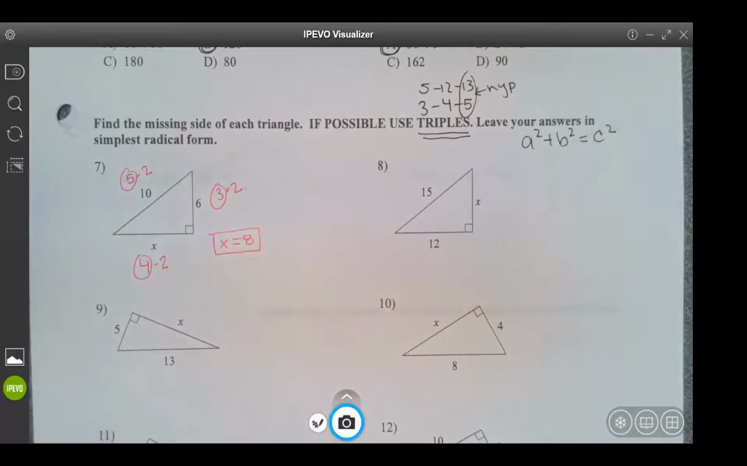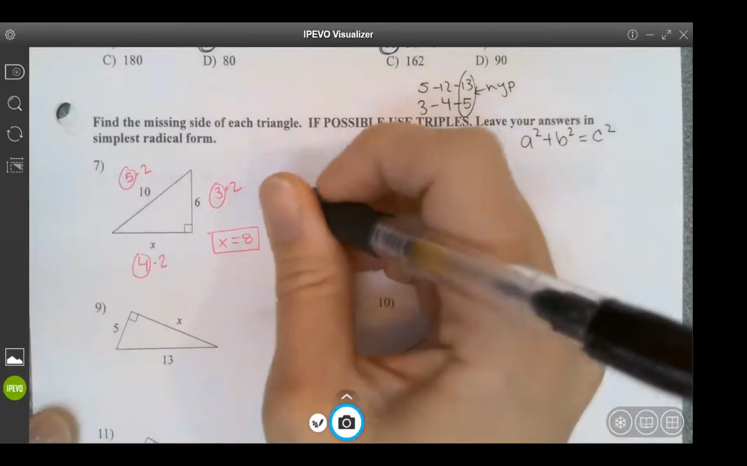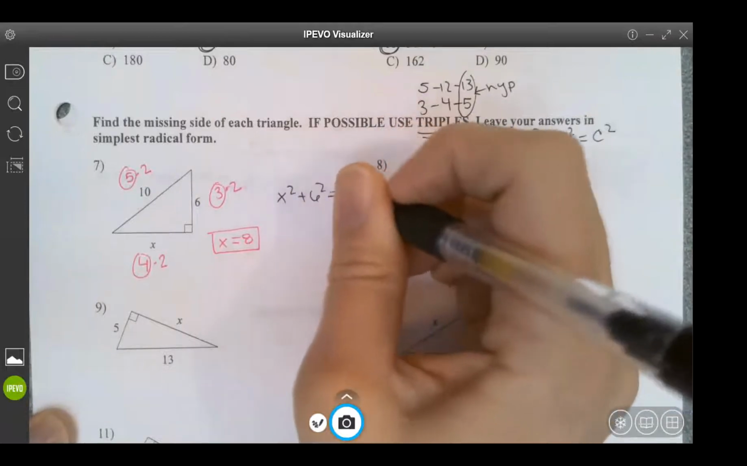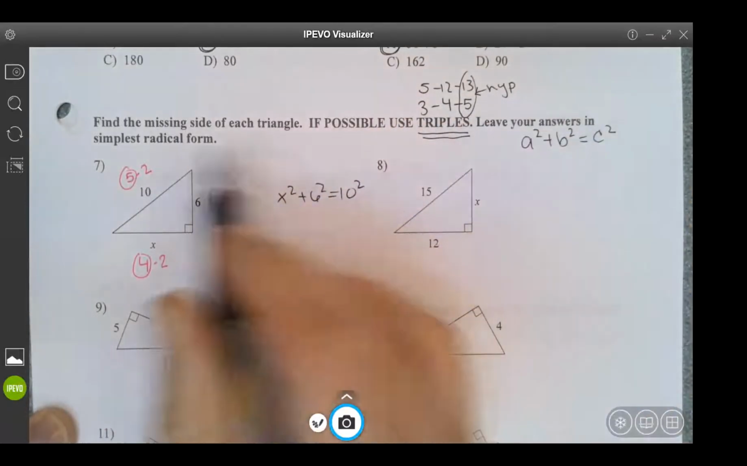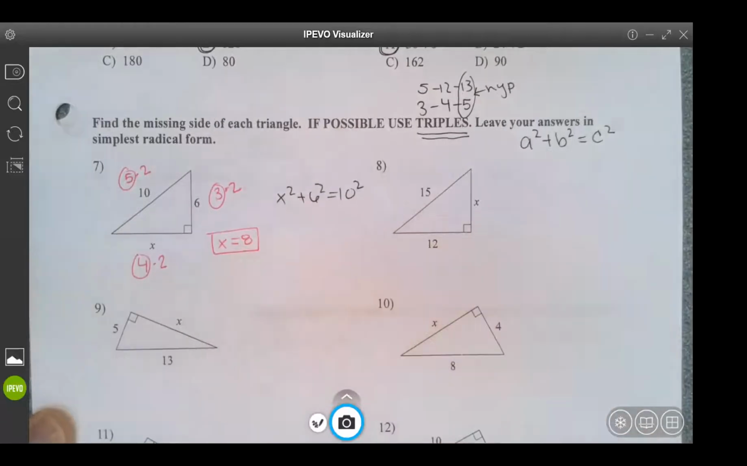Now, do I have to know the triples? No, I could have written this and solved. This is just faster to be able to look at it and go, oh, well, x is 8 there, because that's what my triple is.